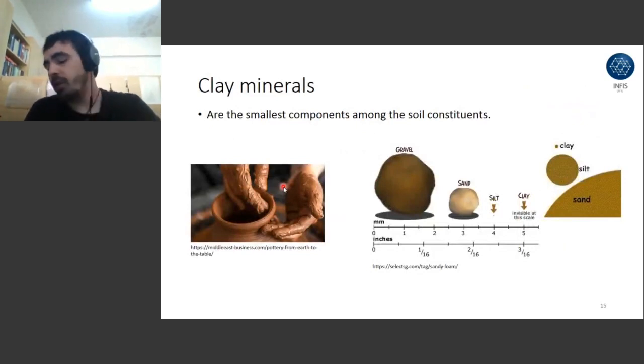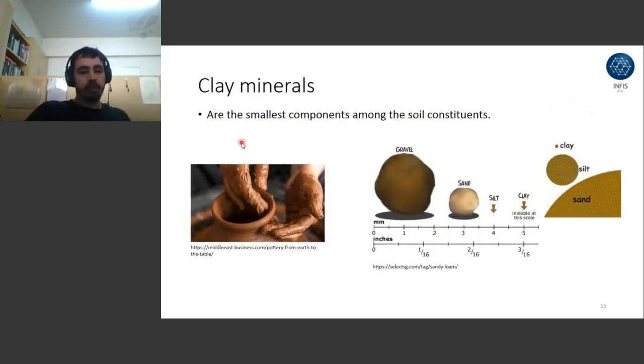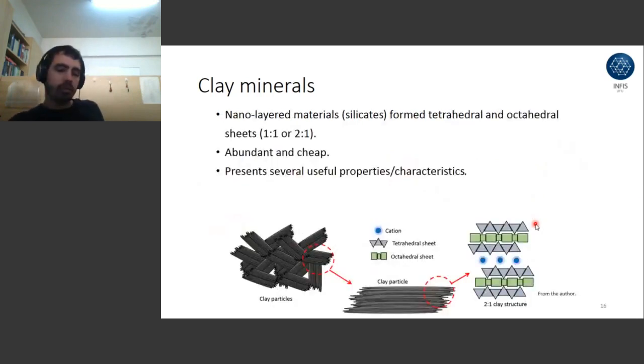Clay minerals, when I talk about clay, I'm not talking about the material used to make ceramics, for example. I'm talking about the smallest component among the soil constituents. If you analyze a portion of soil, you can find a percentage of gravel, sand, silt, and the smallest of the constituents will be the clay minerals. Clay minerals are nano-layered materials, silicates formed by tetrahedral and octahedral sheets. These sheets might have different compositions, but they are silicates with some ions inside.